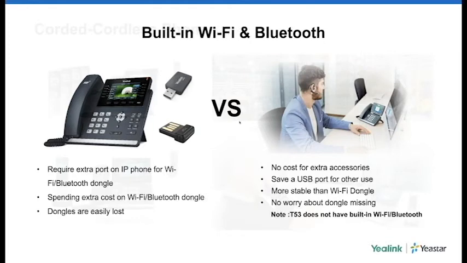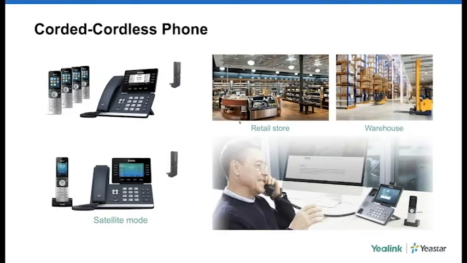Okay, and just the corded-cordless phone feature. The Yealink T5 series have the ability to be transformed into a DECT base station. With the addition of a DD10K dongle that you can see to the right of that phone there, you have the ability to register up to four additional DECT handsets. As you can imagine, in applications and scenarios such as retail stores or warehouses, this can be a very, very key requirement for mobility.